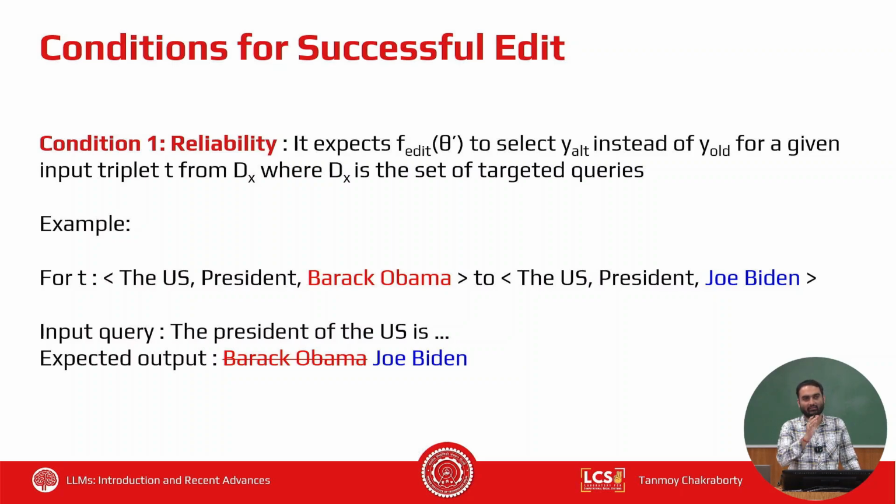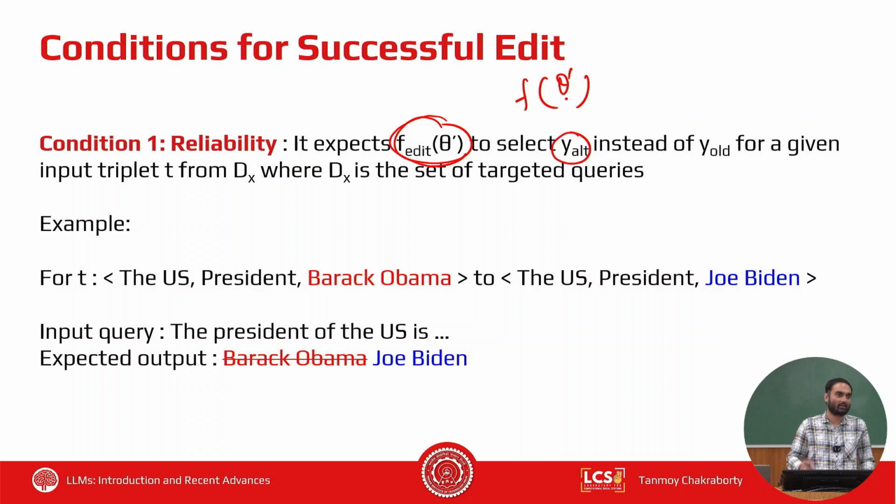So based on these effects, we will define three conditions. The first condition is called reliability. What is reliability? Here f is essentially the LLM, and theta dash is the updated parameter after knowledge editing. So the edited model should select y alt, the updated output, instead of y old, for a given input triplet t from d sub x, where d sub x is the set of targeted queries.